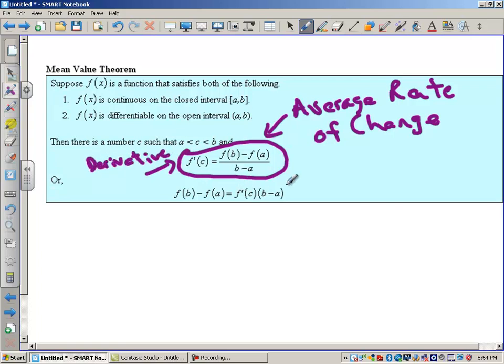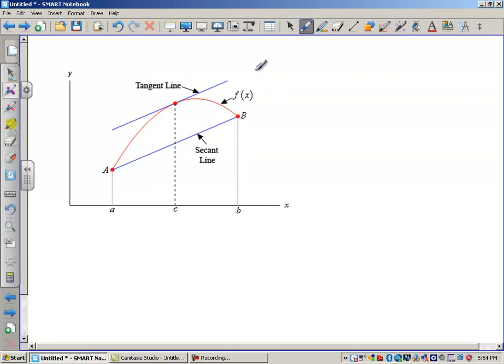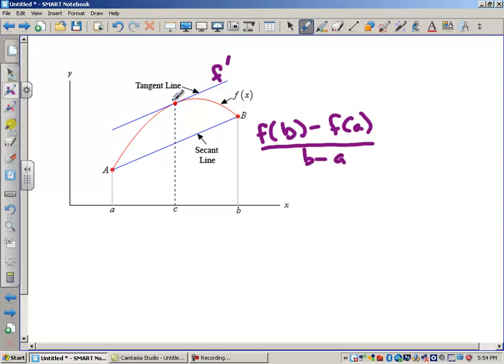Now you can rewrite this by multiplying both sides by b minus a and get it in this form as well, which is the beginnings of our Taylor polynomials we'll do in the spring. So let's go ahead and look at this geometrically. The tangent line slope, of course, is f prime. The secant line slope, the slope of this line, is f of b minus f of a over b minus a. What the mean value theorem says is that the tangent line and the secant line have to be parallel at least one place in the interval from a to b.